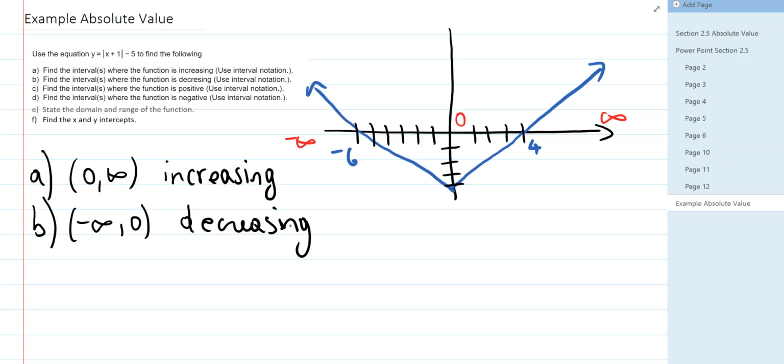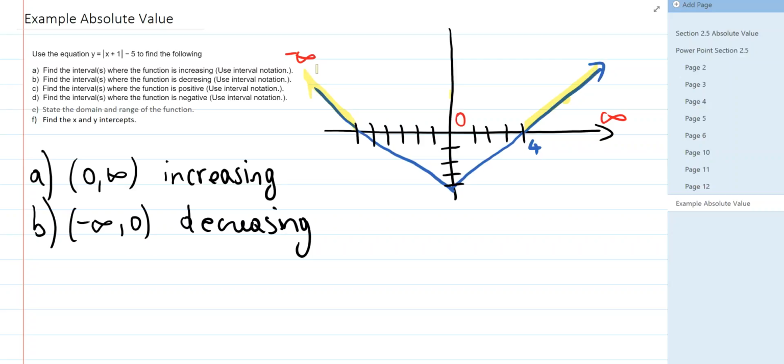Now we need to find the intervals where the function is positive, so where the y's are positive. If I look at this, the y is positive, it's this y right here. For when x is 2, for example, the y is negative. So basically, the y's are positive where they are above the x-axis, in here.